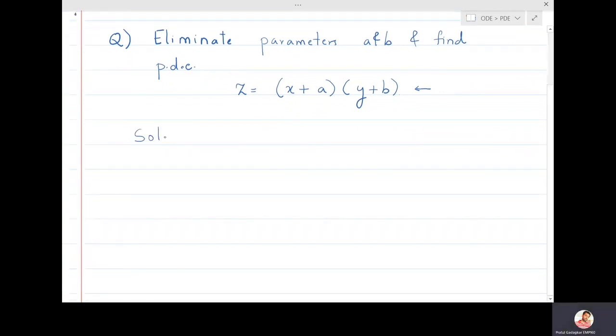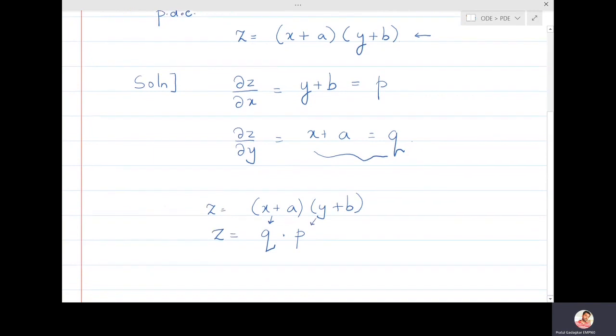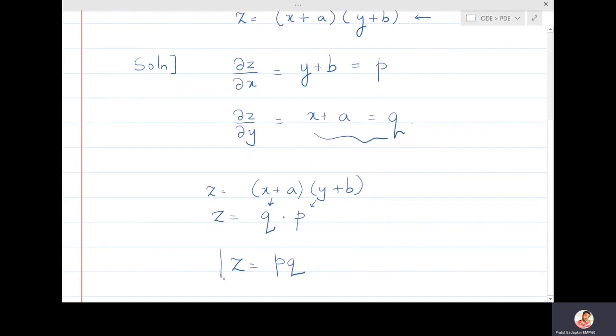If you differentiate this equation by x, dou z by dou x will be just y plus b, that is p, and dou z by dou y is nothing but x plus a, which is also q. So we see that z, which is x plus a into y plus b, can be written as z equal to q into p, because x plus a is q and y plus b is p. So the partial differential equation that we have obtained is z equal to pq, corresponding to the given surface. Now let us move to the next question.